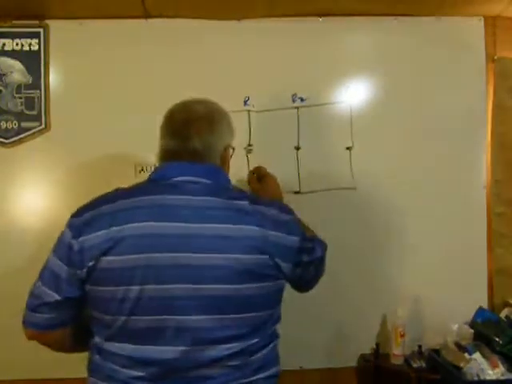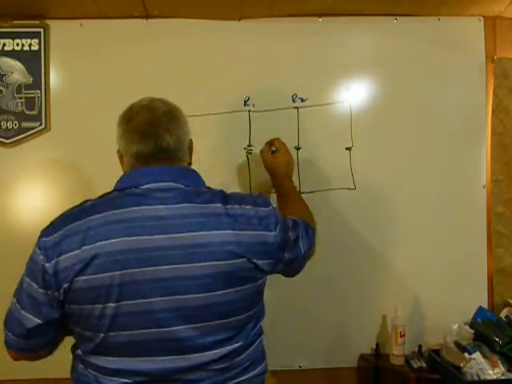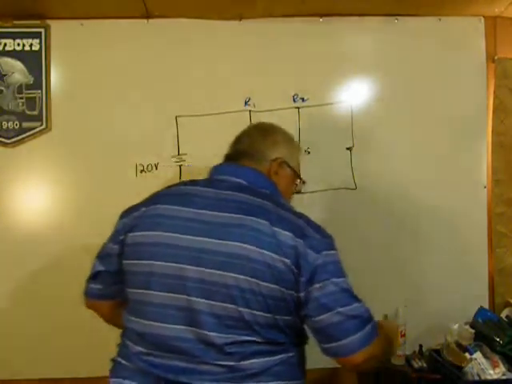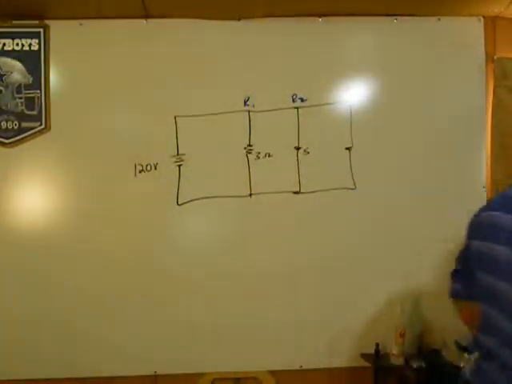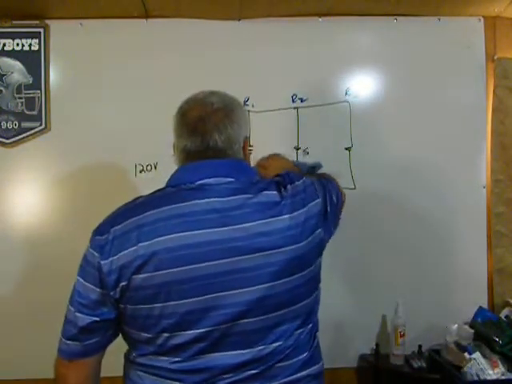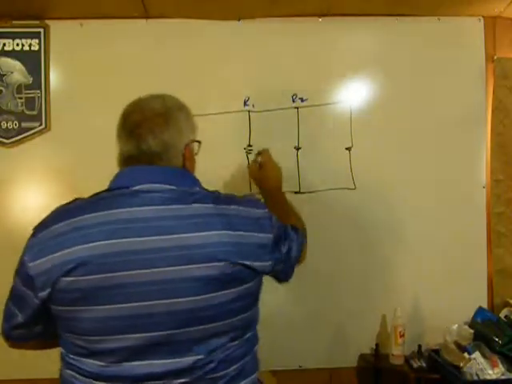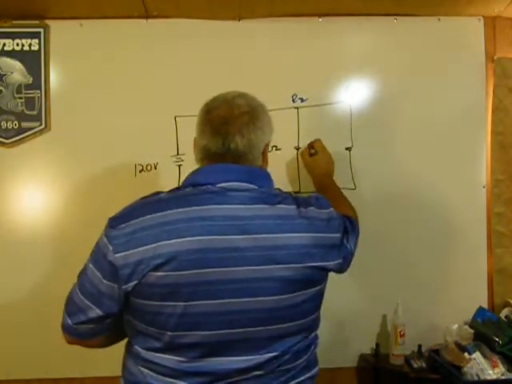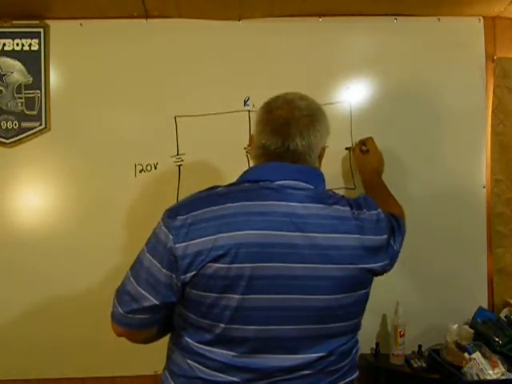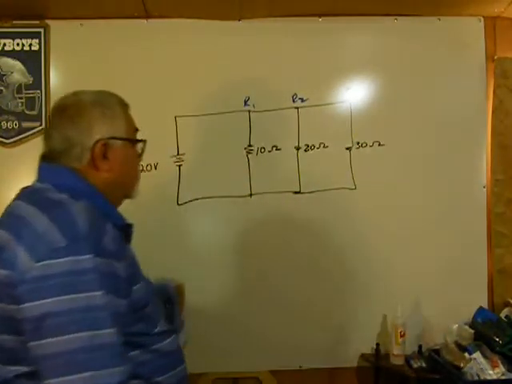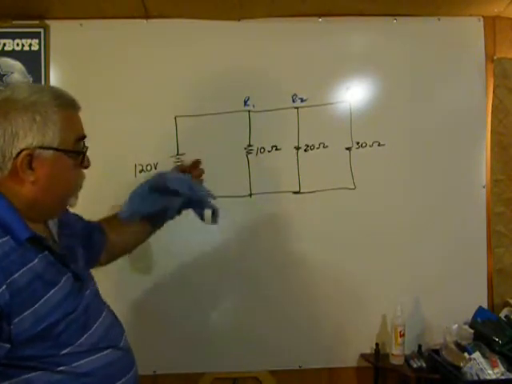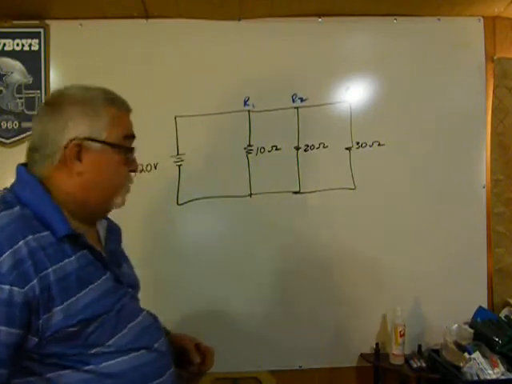I'm just going to say 10 ohms, 20 ohms, and 30 ohms. Alright, so I've got a 10 ohm, 20 ohm, and a 30 ohm. My total current would be the sum of all three resistors.